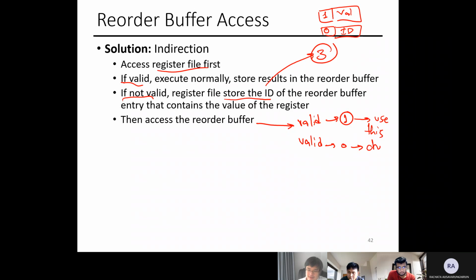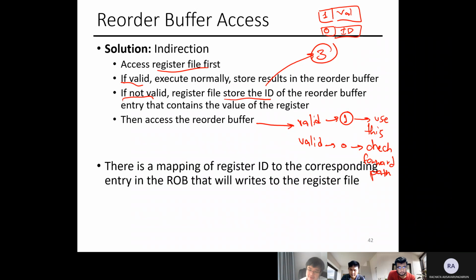So check the forward path in the pipeline. So that's when you can tell everywhere: okay, where's my data? Is it in the pipeline, is it in the reorder buffer, or is it in my register file? So this register ID maps to the corresponding entry in the reorder buffer that will write to the register file. So that's convenient. You have the connection between the register file and the reorder buffer.